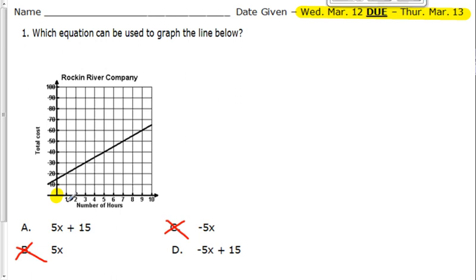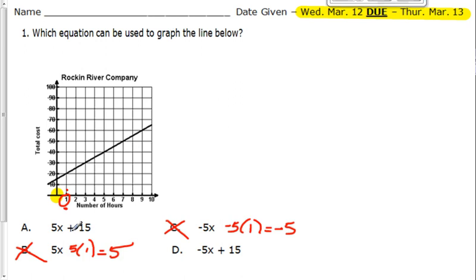If you don't believe me, try this one in that place. 5 times 1 is 5. So the point would have been about right there. Okay, so that's not going to work. This one was -5, so -5 times 1 is -5. Since that's -5 and it's 1, it would be somewhere down here below. So it can't be those two.